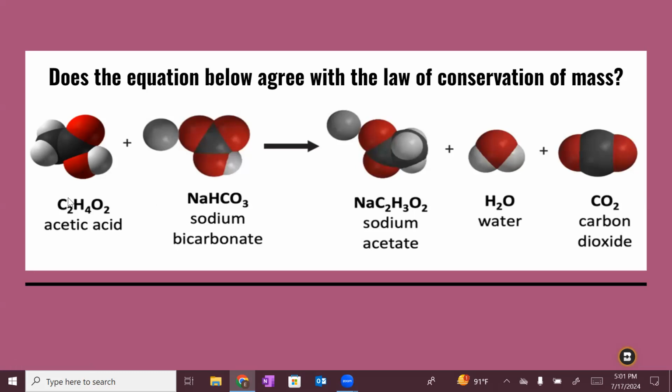Okay. So something is hiding. 4, 5, right? There's 1 here, 1 here. There's 4 here. So from the equation, we know there's something hiding behind here. So it's 5. Then 1, 2, 3, 4, 5. You see, equal on both sides. Then have we counted the oxygen? Yes. So they are equal on both sides. Therefore, it does agree with the law of conservation of mass.